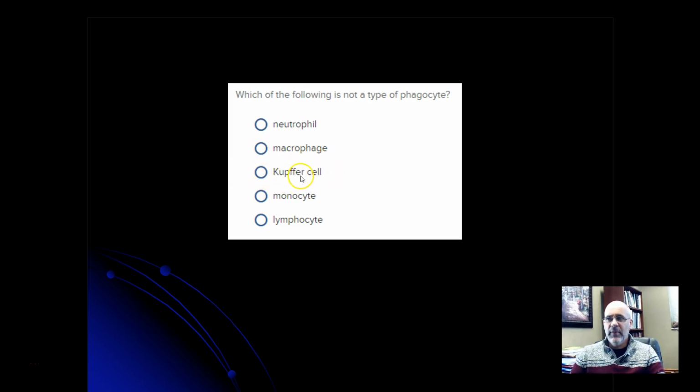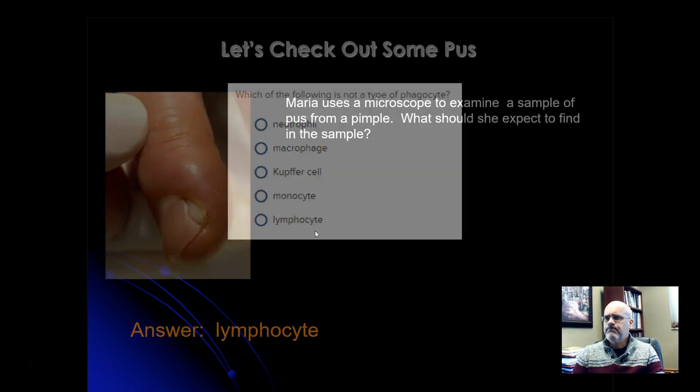And because the liver, blood draining off of your digestive organs and the spleen goes first to the liver. And so the liver is a great place to intercept any microorganisms that might be in that blood draining off of those organs. And monocytes are phagocytic. They're in the blood. Monocytes in the blood become wandering macrophages in your tissues. So all four of those are phagocytes. The lymphocyte here is not. So the correct answer there would be lymphocyte.